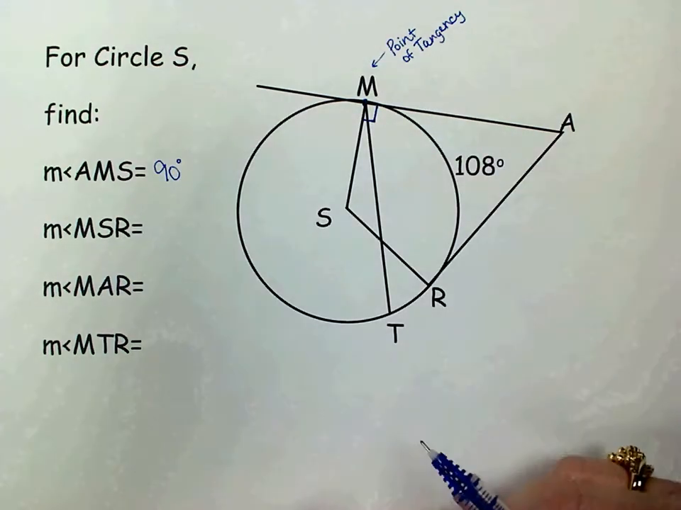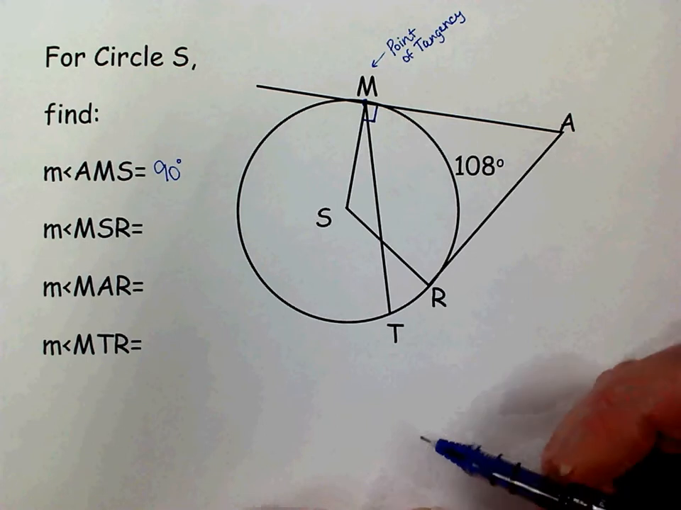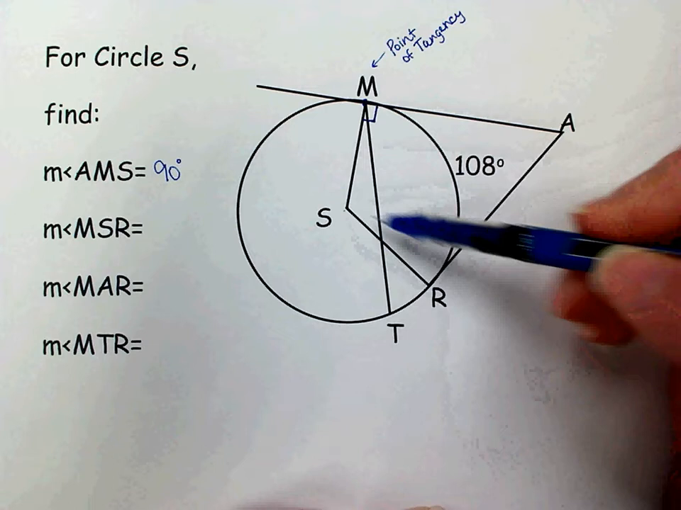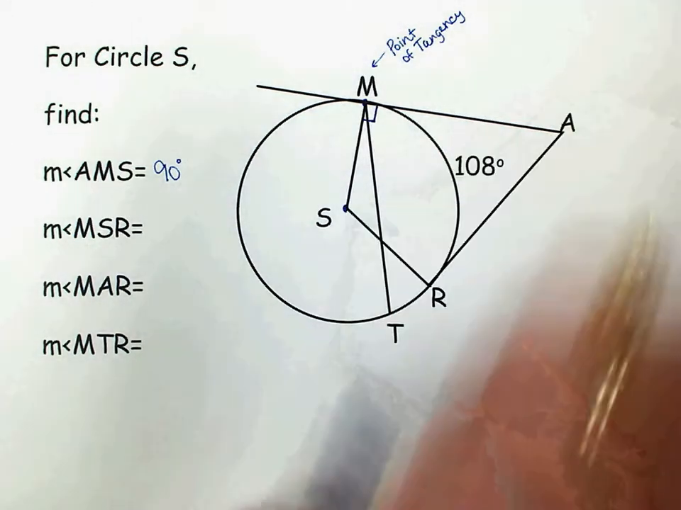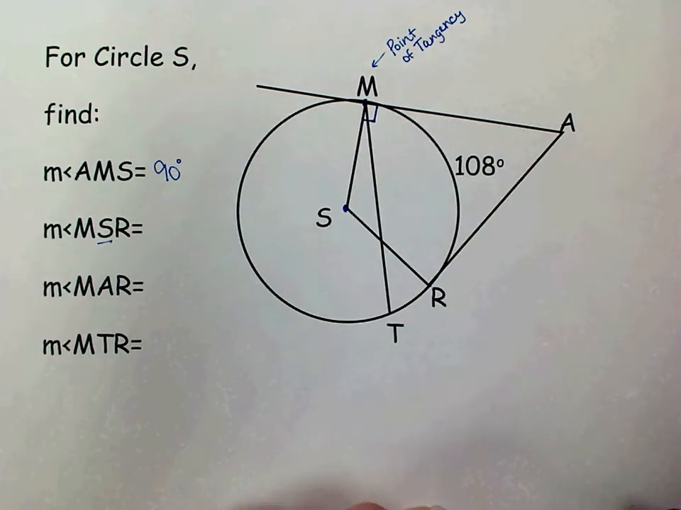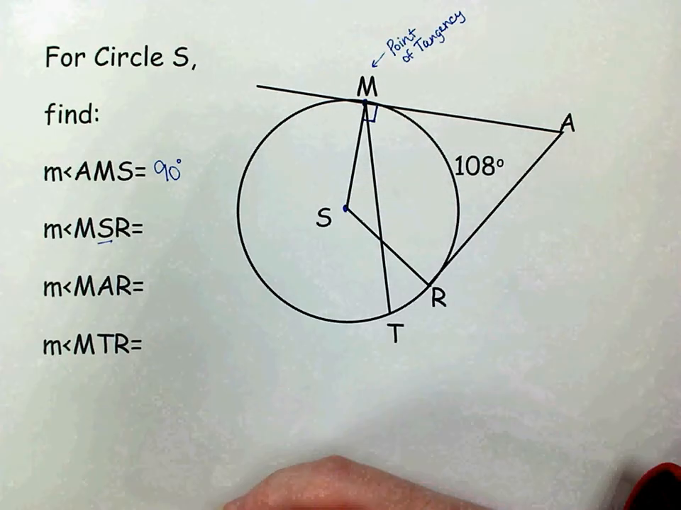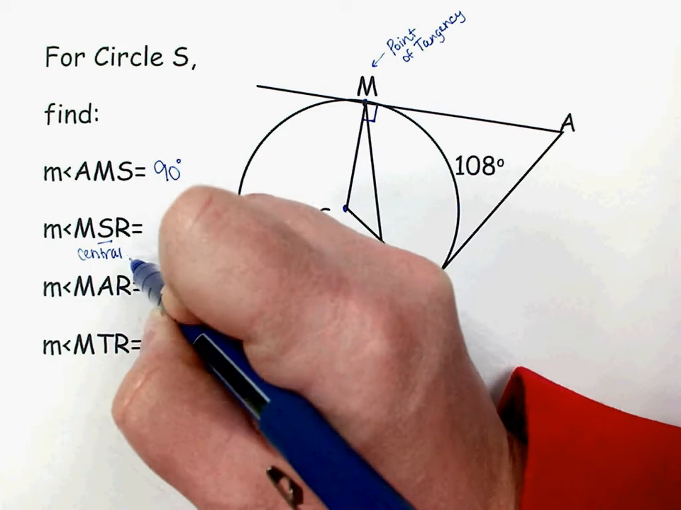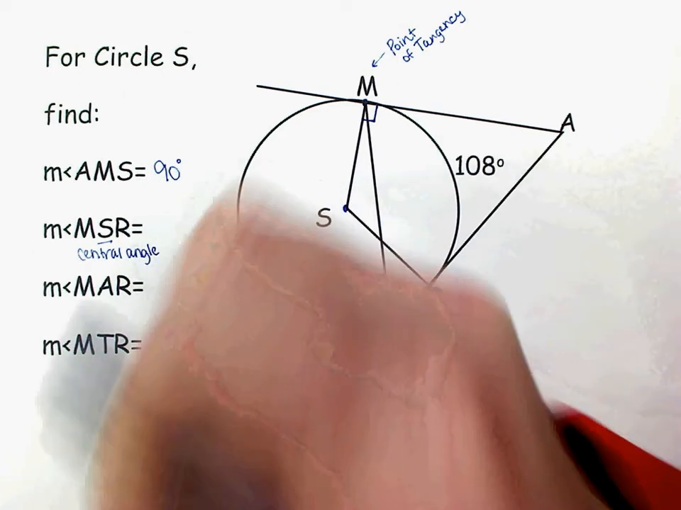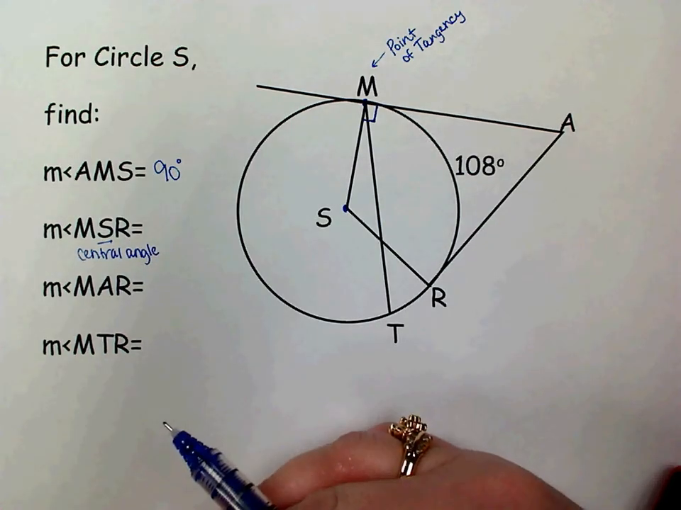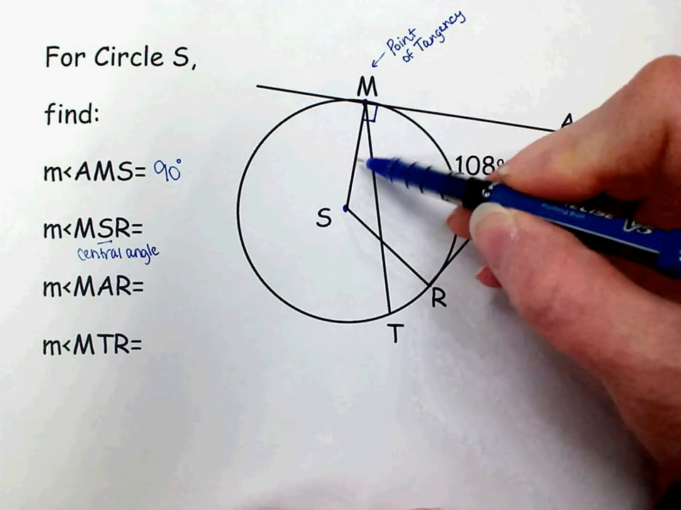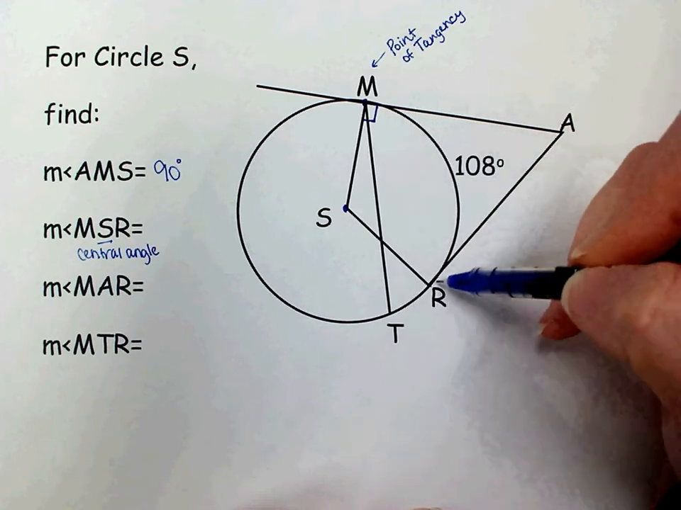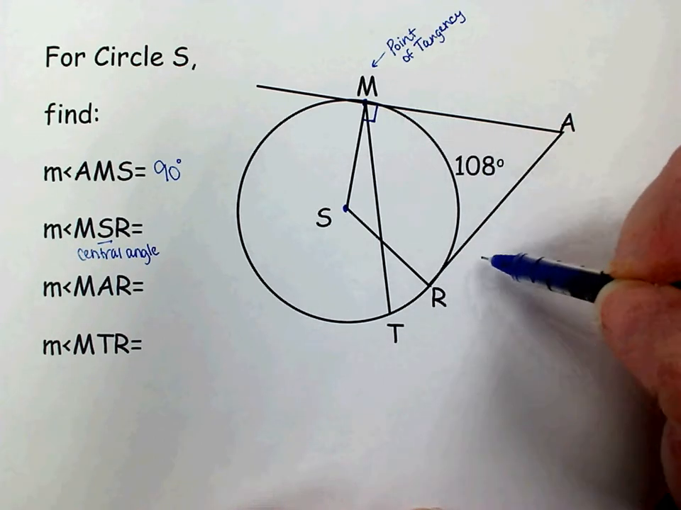The next angle we're looking at is angle MSR. The vertex of that angle is the center of our circle. So remember, that's called a central angle. We learned that central angles and their intersected arcs have the same degree measure. So when you follow the sides of the angle to point M and point R, you're talking about arc MR, which is given as 108 degrees.